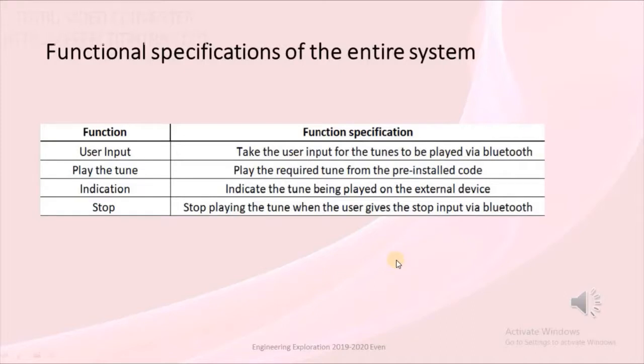So the functional specification goes as follows. First, the user inputs the tune to be played and the required tempo. Then the tune is played with the code. Then the indication system indicates the tune being played, and finally when the user desires, it stops playing the tunes.